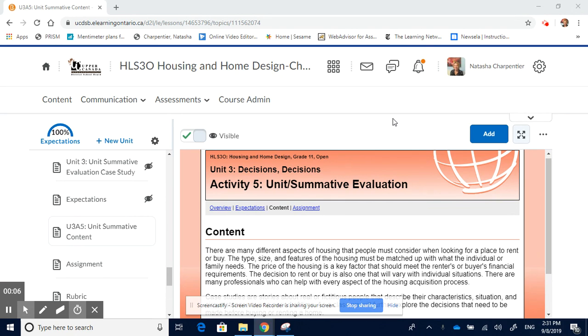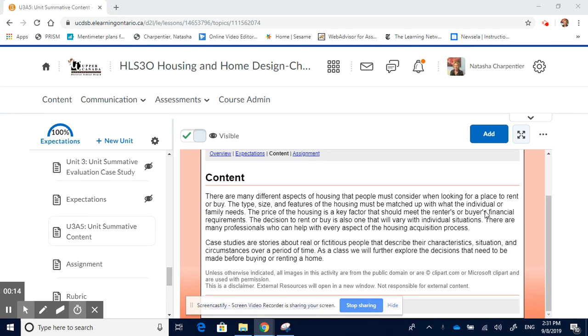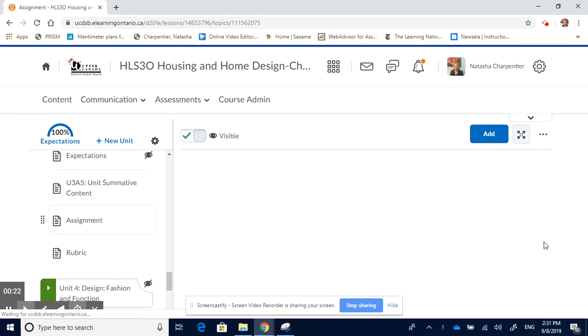So this is activity 5. In this activity, we're going to compile the information that you've had so far. The content reading is really short. We're just reviewing the fact that there are lots of things to consider when looking for a place to rent or buy. The key information here is going to be on the assignment page.